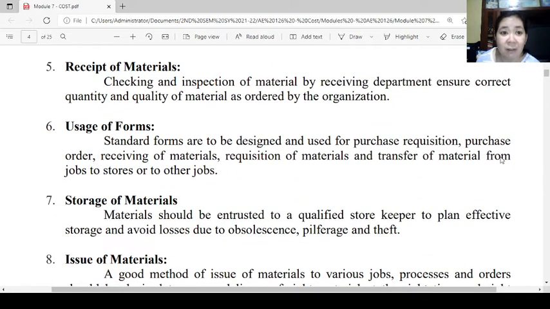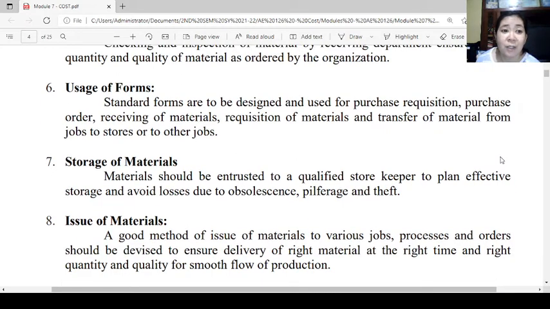Fifth, receipt of material. There should be checking and inspection of material. This is done by the receiving department to ensure correct quantity and quality of material as ordered. Next is using forms. Standard forms should be designed and used for purchase requisition, order, receiving, requisition of materials, as well as transfers of materials from the store to the other departments or jobs.